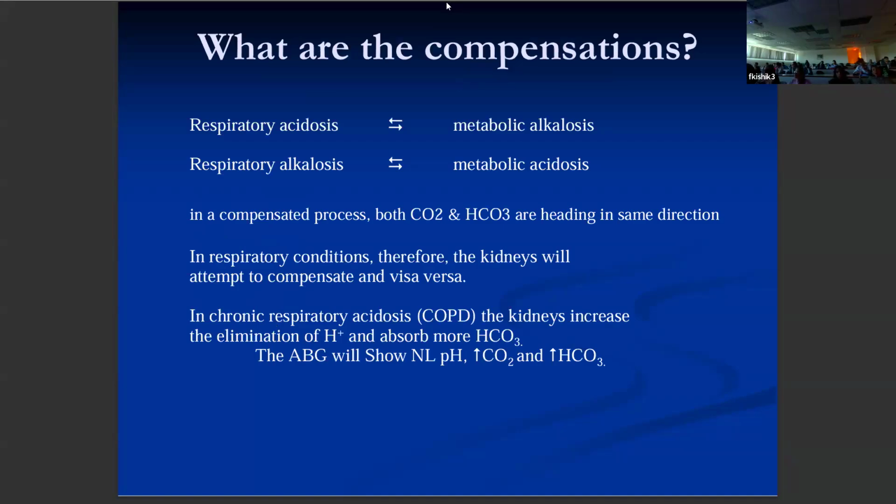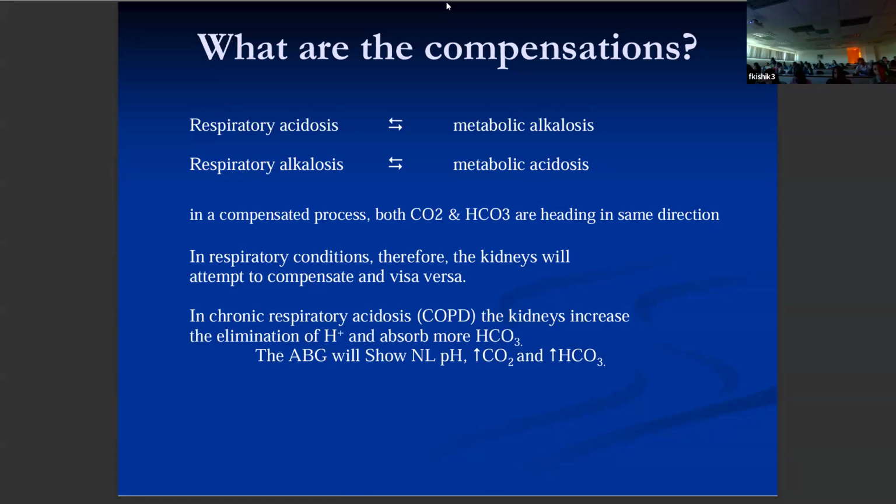Metabolically, the respiratory system will always compensate or try to compensate. So if your kidneys go out of whack, you're going to try to help it out with the respiratory system. And respiratory wise, you can't really compensate that much in an acute respiratory process. So think about an asthmatic.